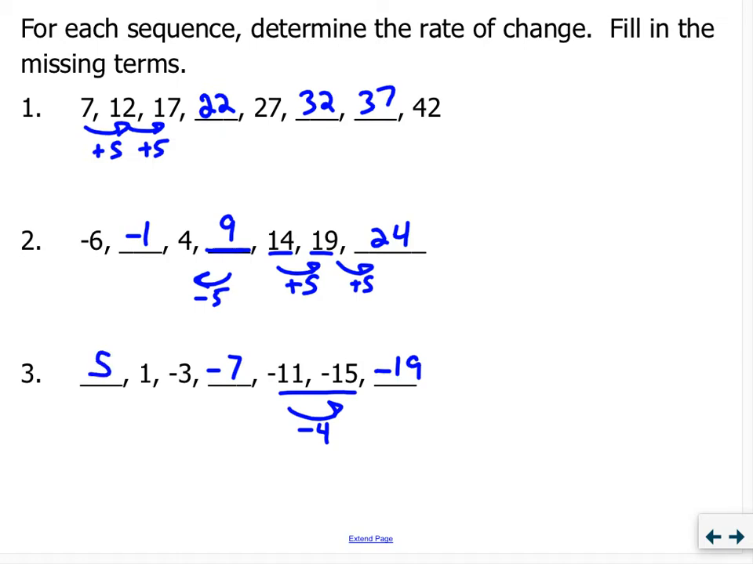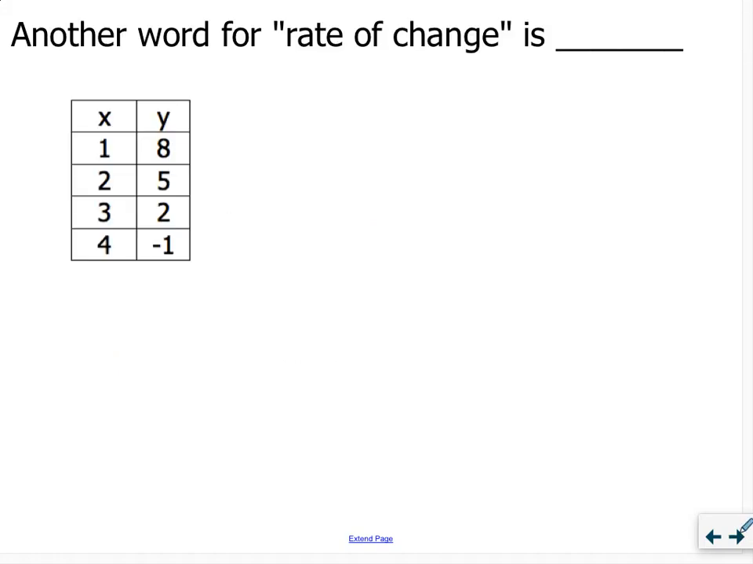Now, you might be saying to yourself, hey, I've seen this before. Yes, there's another word for rate of change. Have you ever heard of it before? Starts with an S. Rhymes with lope. Rate of change is a slope. Yes. You've probably heard of rate of change before. You've probably heard of slopes before. Slope.